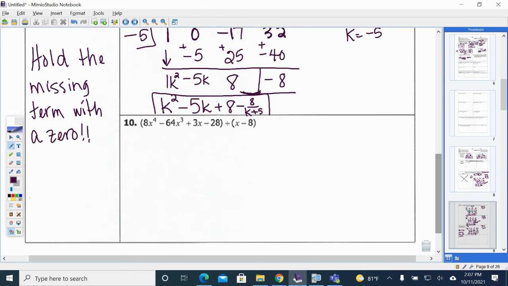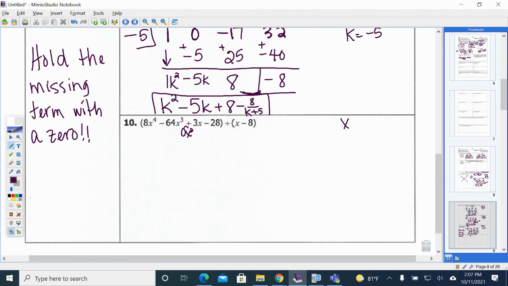Last one, number 10. 8x to the fourth minus 64x cubed plus 3x minus 28 is being divided by x minus 8. Again, checking for standard form first, I can see that we're missing an x squared. So I'm going to put a 0x squared here. FYI, you will not always be missing the square term. You might be missing the constant. In that case, you would put a 0 in for the constant. You might be missing the linear term, so you'd have to put 0x. It just kind of depends.